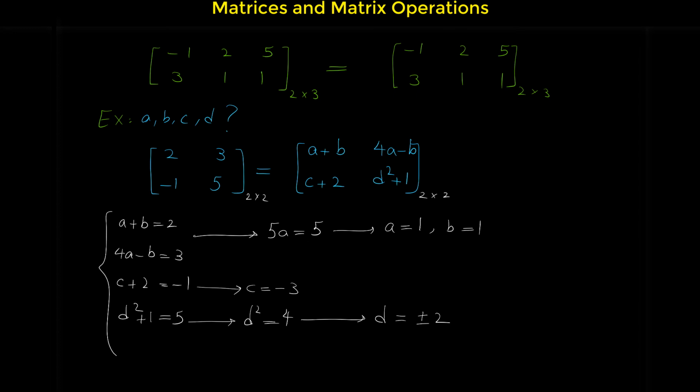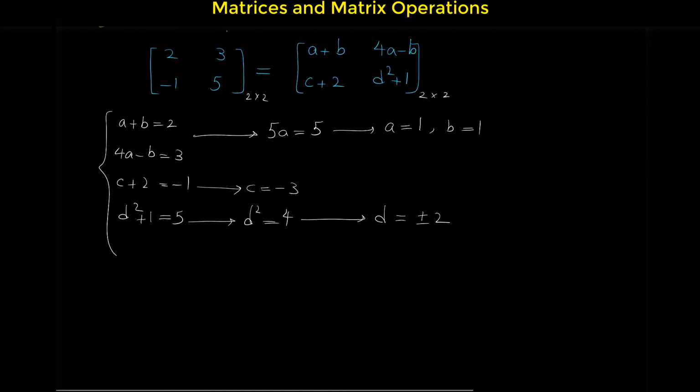So we can conclude that if a equals 1, b equals 1, c equals -3, and d equals plus or minus 2, then these two given matrices in this equation are equal to each other. Let's talk about adding or subtracting two matrices. How we can add two matrices or how we can subtract two matrices.